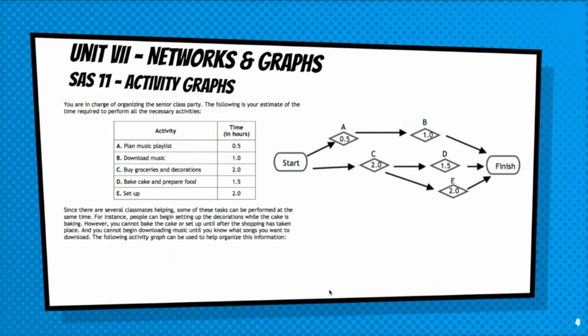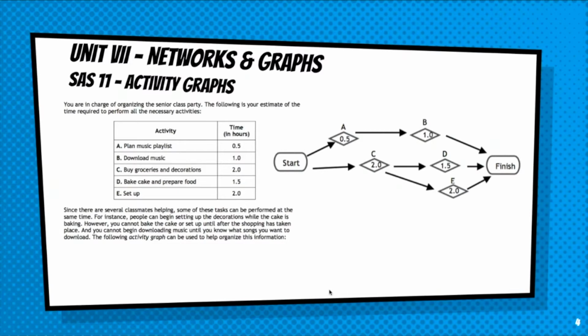So let's think about this. This is actually a vocab word. An activity graph is a graph that shows all the activities in the order in which they need to be performed to finish a task or series of tasks, and the time that takes for each one. It's almost like the graphs we've been doing with weights on them, except the weights aren't on the edges now. The weights are on the activities themselves.